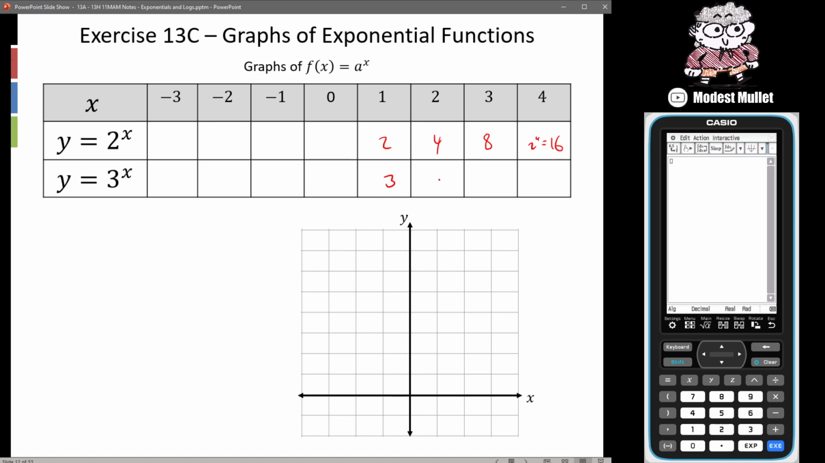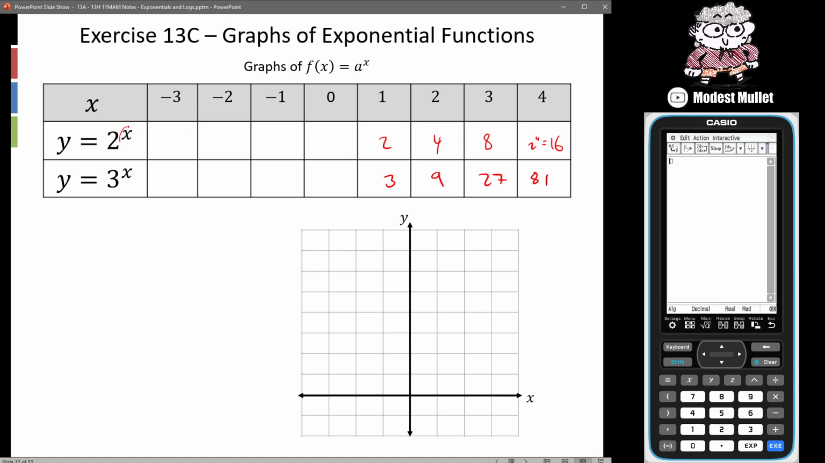Same down here, we get 3, we get 9, we get 27. 27 times 3 is 81, I think it is. So we get that. But now let's also have a look at, I guess the center we'll call it, when x is 0, and then the left-hand side.